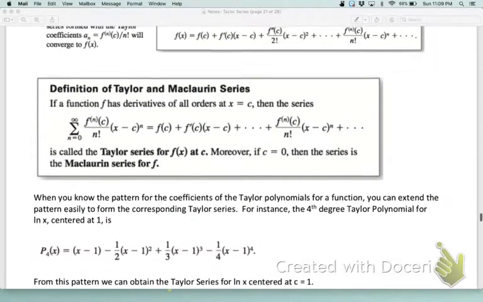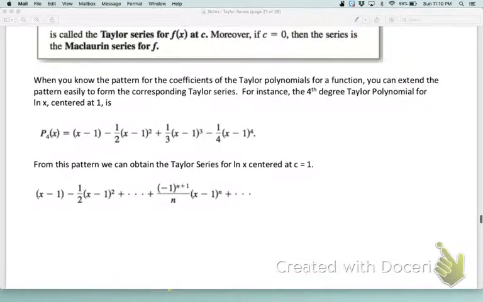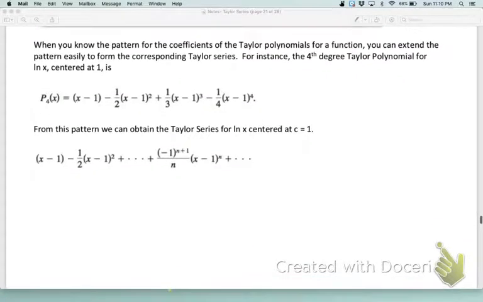So here is the definition of a Taylor and Maclaurin series, which is really just what we already know about Taylor and Maclaurin polynomials. We're just extending this to be an infinite series. So we have our general term, and this goes on forever. Now, we're going to be using the pattern that we see from the different terms of the Taylor polynomial to help us extend to find the corresponding power series.